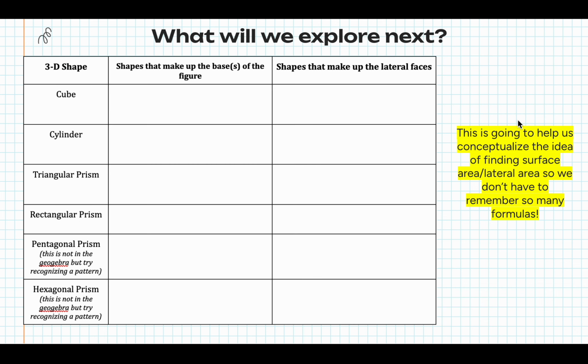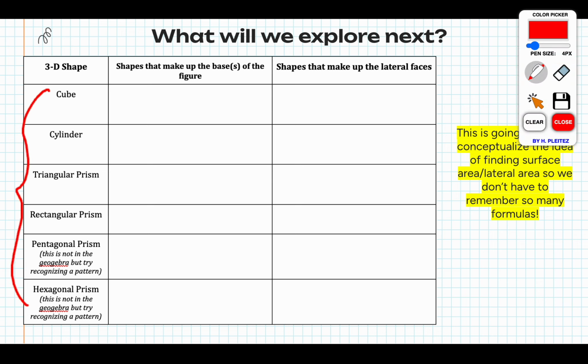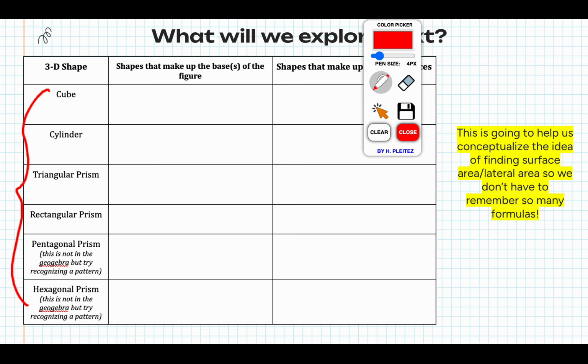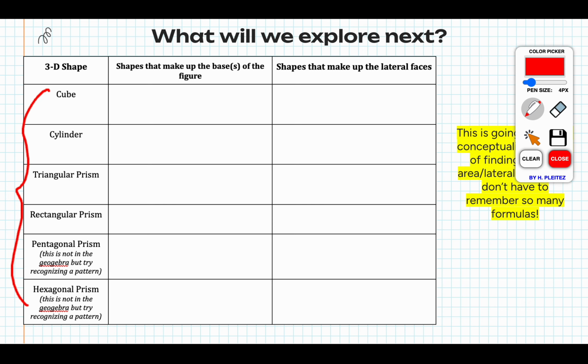In class, when we come in, we're going to be exploring what makes up the net of all of these 3D figures, because we need to know what the net looks like so that we can figure out what the surface area and the lateral area are. If we can conceptualize and visualize what the net looks like, then we're not going to have to remember a bunch of these formulas, because surface area is the area of all the faces. If you can figure out what shapes the faces are, you'll be able to find the area. We will explore this more in class, so make sure you have your definitions down, and we're good to go.